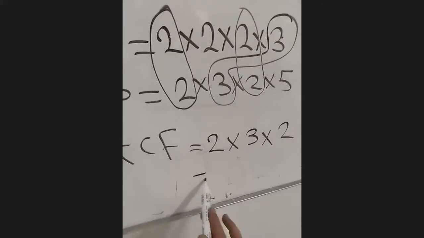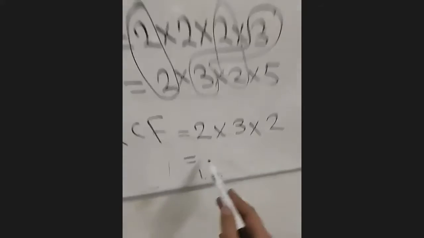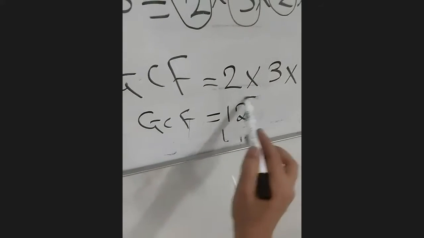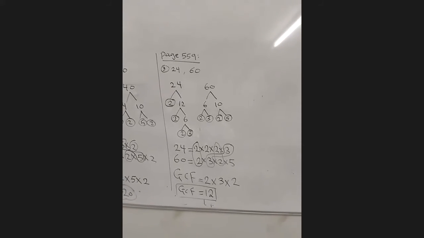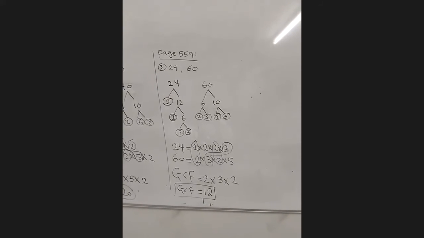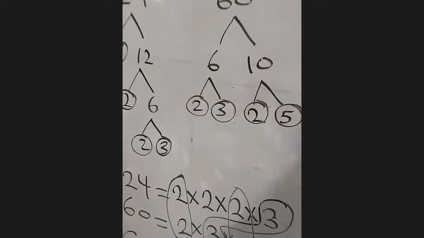Yes. Now let's multiply. 2 multiply 3, 6. 6 multiply 2, it is 12. So the greatest common factor equals what? 12. It's 12. Do you understand it, Adam? Okay. Good boy. This is question 3, guys.